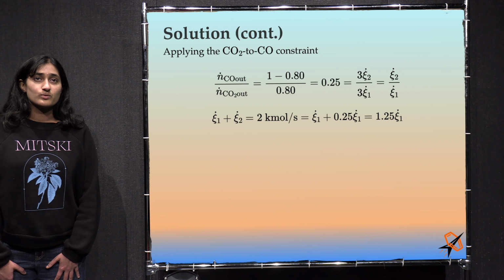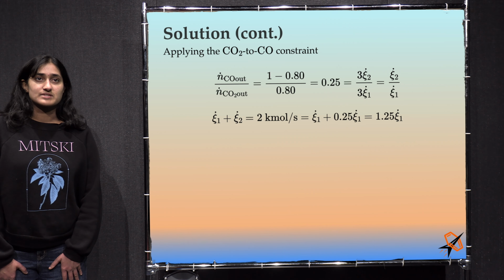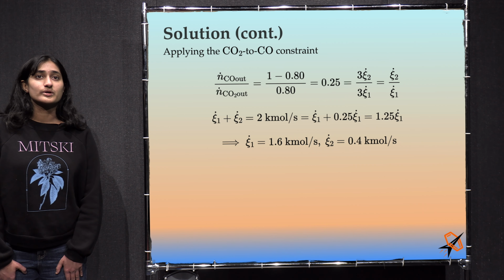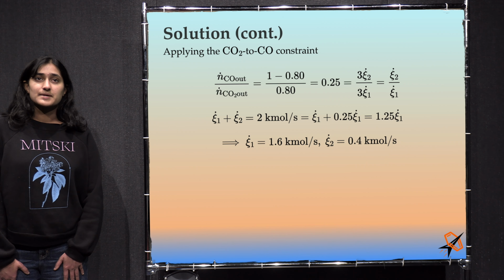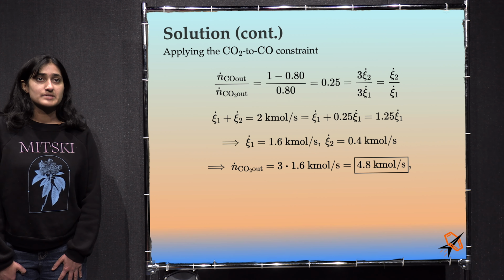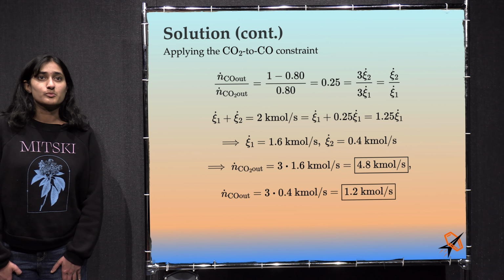We also know that extent 1 plus extent 2 equals 2 kilomoles per second, so we can substitute that extent 2 equals 1/4 of extent 1, and that gives us that extent 1 is 1.6 kilomoles per second, and then substituting back, extent 2 equals 0.4 kilomoles per second. Now that we know the two extents, we can solve for the remaining answers to part B. The CO2 out is 3 times 1.6, or 4.8 kilomoles per second. The CO out is 3 times 0.4, or 1.2 kilomoles per second.